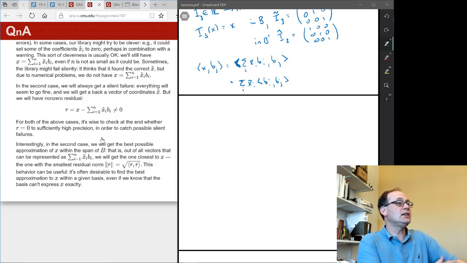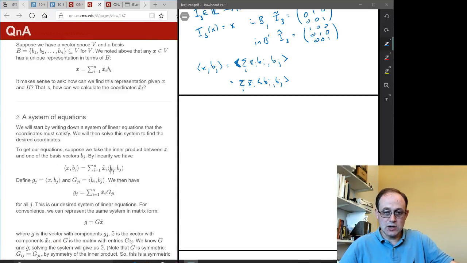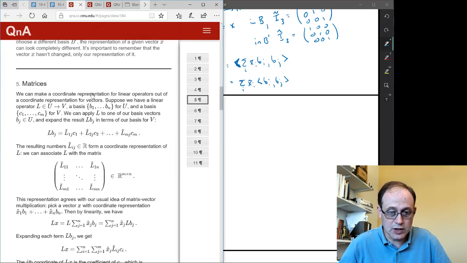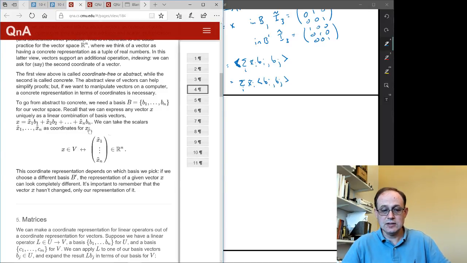Somebody's asking a question on Piazza: what exactly is tilde x in the example? Let's go back to our original set of lecture notes. So this is x versus tilde x. x is a vector in our vector space. It's representable as a linear combination of basis vectors. Tilde x are the coefficients of that linear combination. And if you string them together, they're a vector in Rn if we have a basis of n elements.